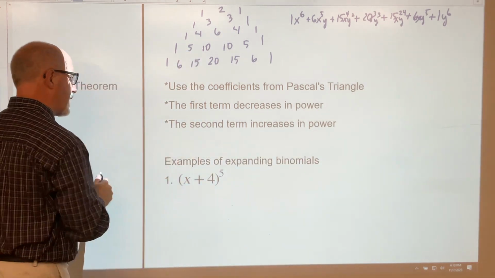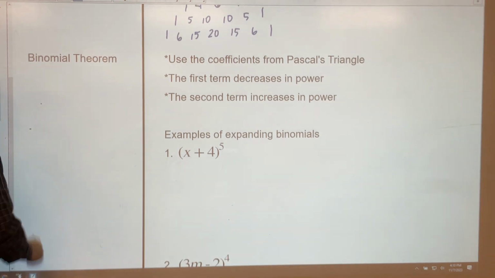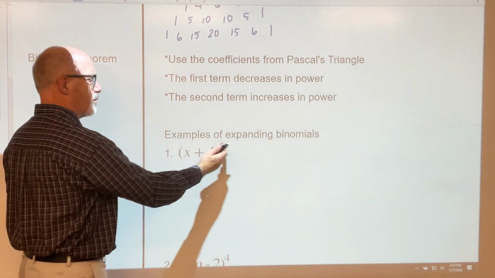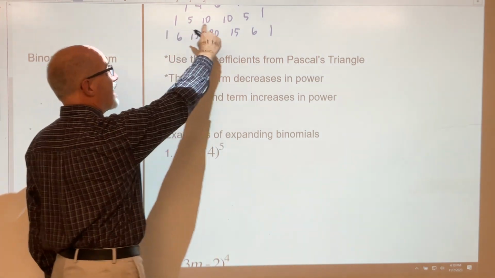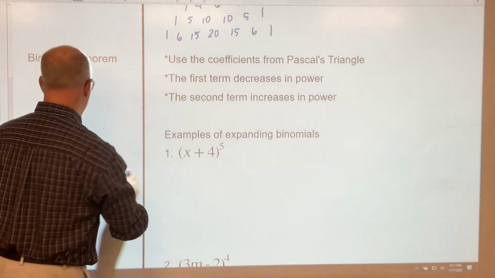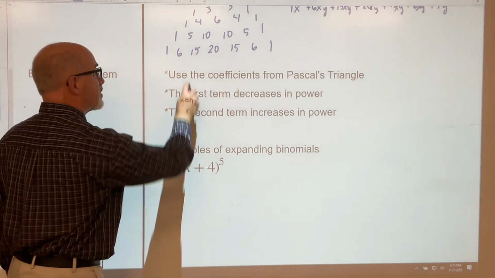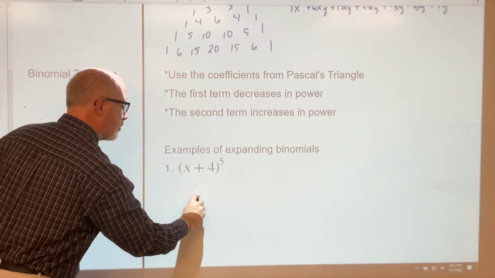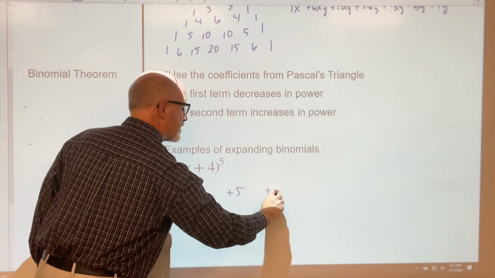Let's see how that works out with expanding a few binomials that are a little bit different. So here, if I want to use x plus 4 to the 5th power, I go to the row with the 5 in it. So I'm going to write out the coefficients there: 1 plus 5 plus 10.